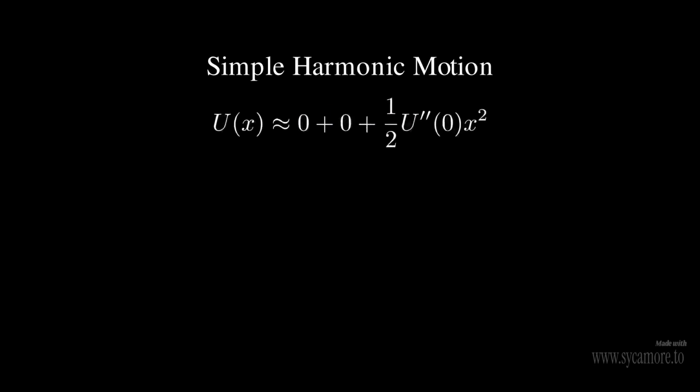That leaves us with the third term, 1/2 times the second derivative of U with respect to x evaluated at the minimum, times x squared. This is the first non-zero part of the approximation. This result should look familiar.